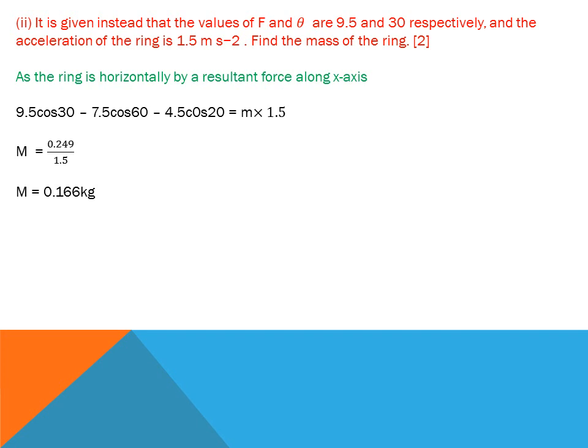When we replace force F by 9.5 and theta by 30, it becomes 9.5 cos 30, the horizontal component along the positive x-axis, minus 7.5 cos 60 minus 4.5 cos 20. These two components are acting on the left hand side, which means the negative x-axis. So this is equal to ma. It means by applying the second law of motion, m is equal to 0.249 over 1.5. By simplifying this equation, I find that m is equal to 0.166 kg.